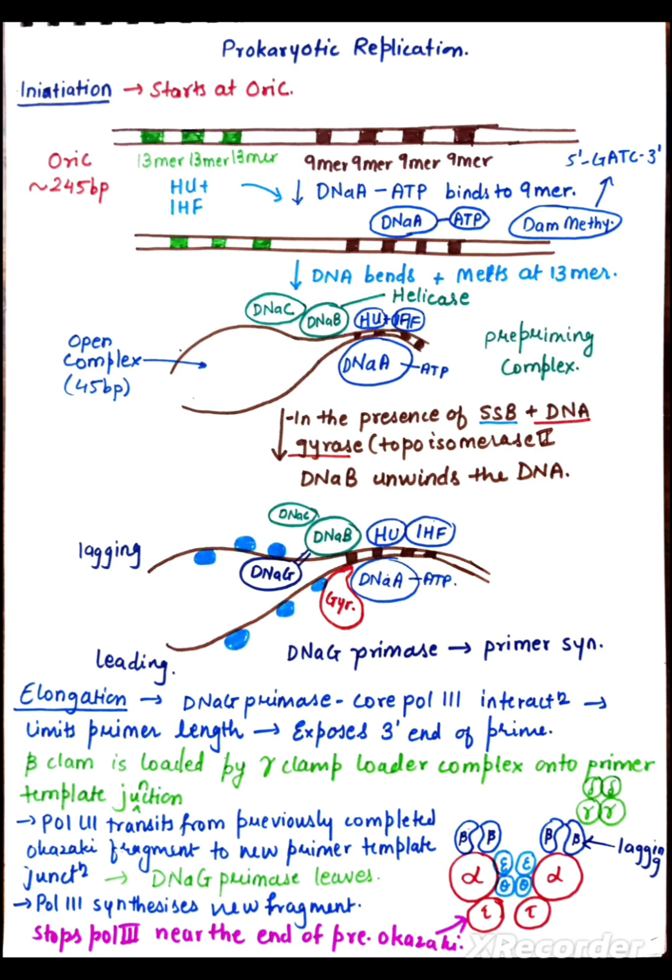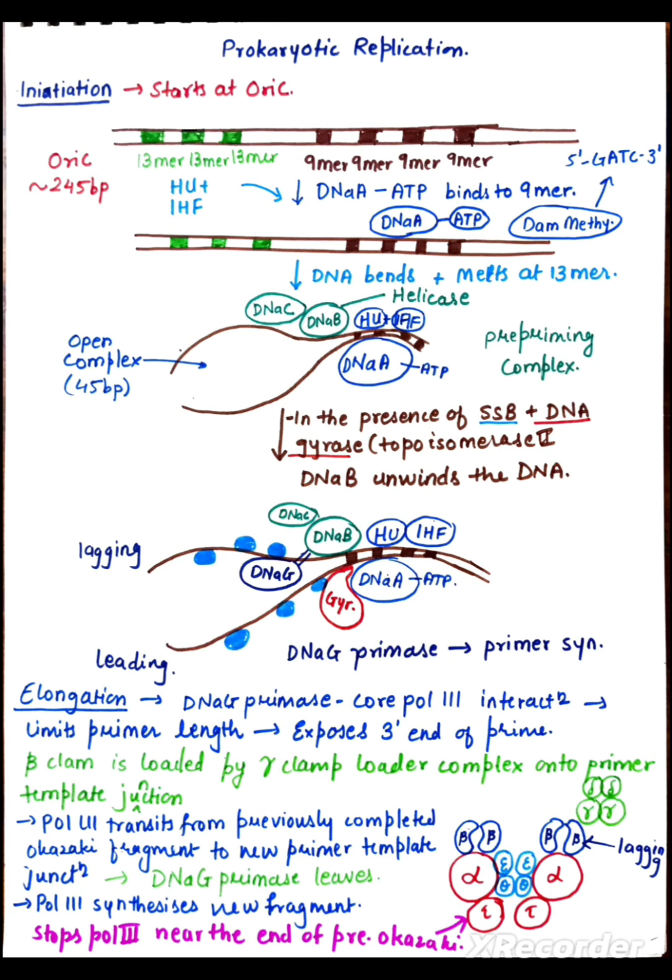Now again, the clamp loader will catch hold of another primer there. It will give it to the clamp, and then the polymerase will polymerize the next batch. Okay, so that's how you will get Okazaki fragments. So Pol 3 transits from the previously completed Okazaki fragment to the new primer. So you can imagine that there are primers in between. The sliding clamp is catching hold of the DNA from that primer there, and then the polymerase will carry out its job.